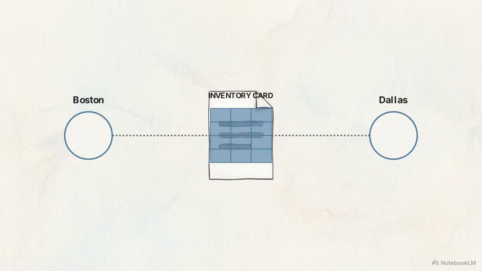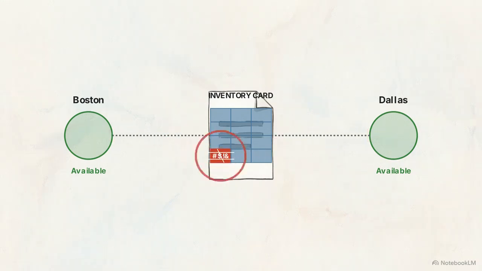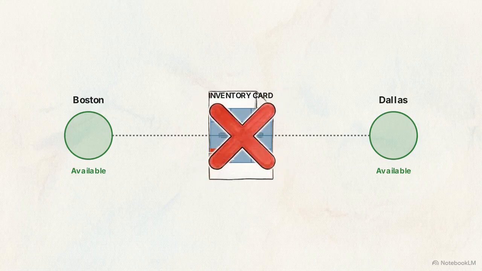Look at this conceptual model of an inventory card for a flight. An agent in Boston and an agent in Dallas might call into the central hub at roughly the same time. Because the physical seat card hasn't been updated yet, both agents are told that seat 4A is empty. Both remote offices process the sale. Their separate approvals collide on the same physical record, entirely corrupting the inventory data.